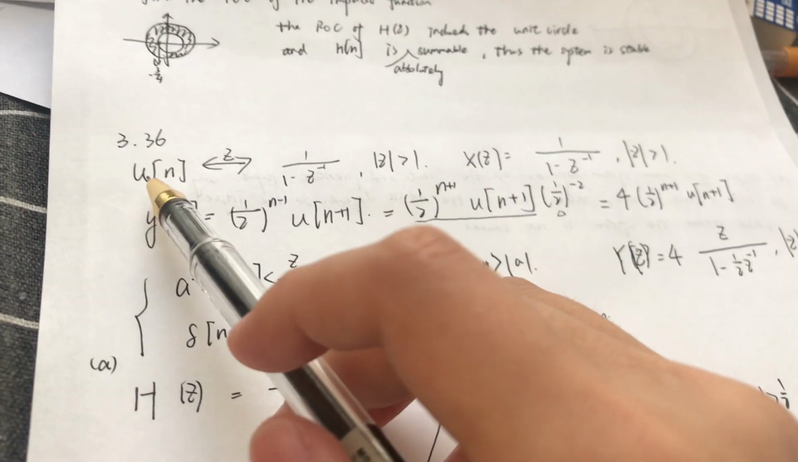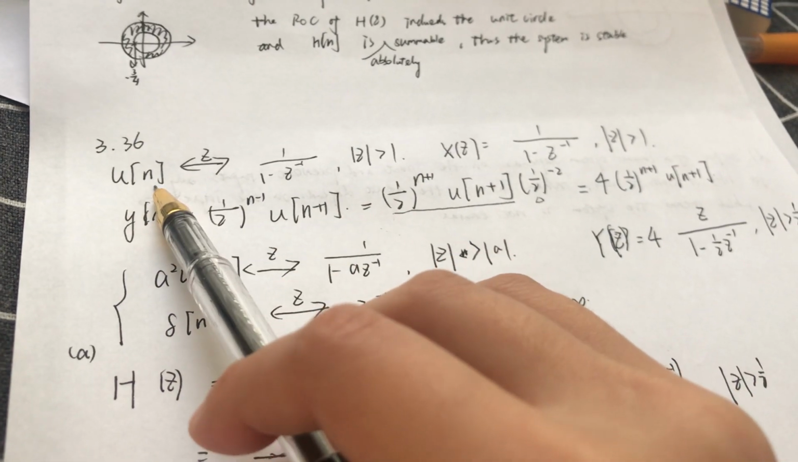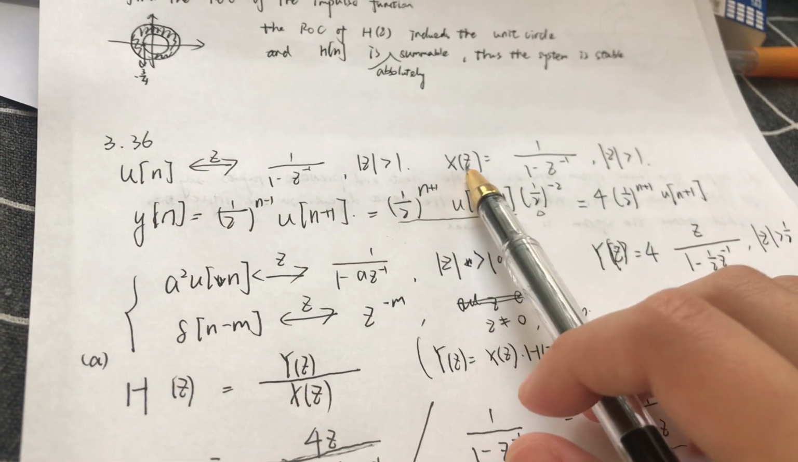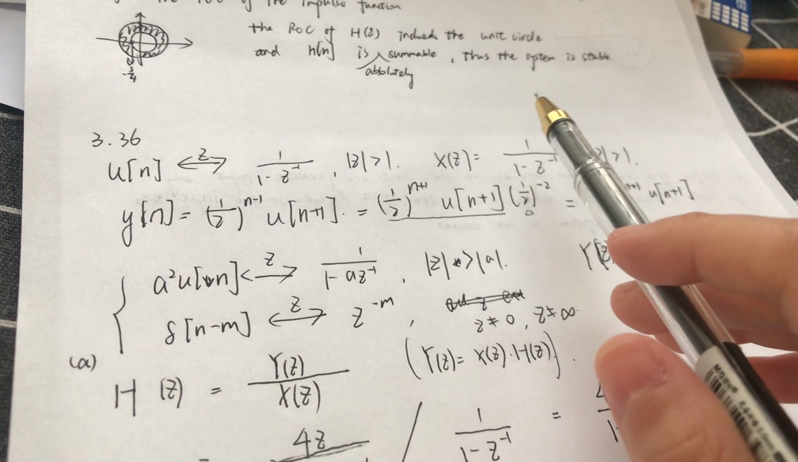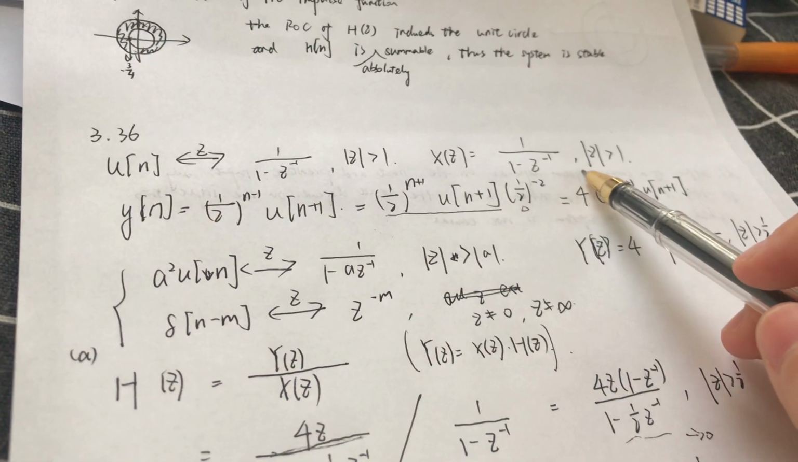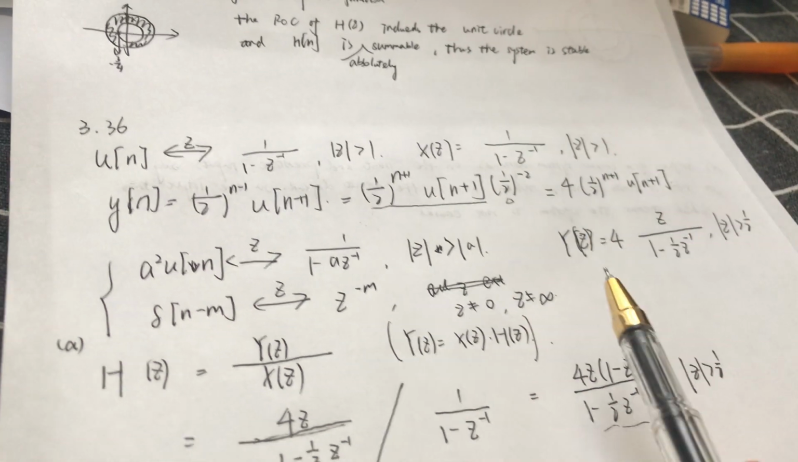We know that x[n] equals u[n]. So we could easily find that X(z) equals this one by using this Z transform pair, with the region of z bigger than 1.